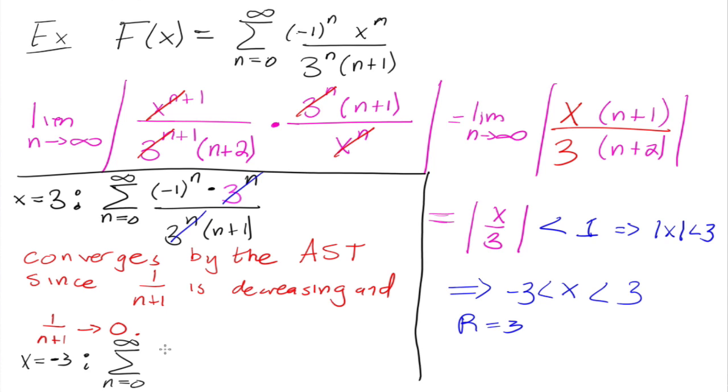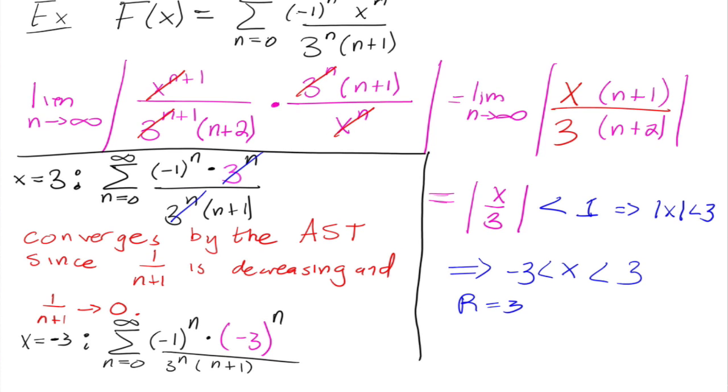So the sum from n equals 0 to infinity of -1 to the n times -3 to the n over... No, we saw that there. 3 to the n over n plus 1. It looks very similar, right? But this actually becomes 1 to the n over n plus 1.